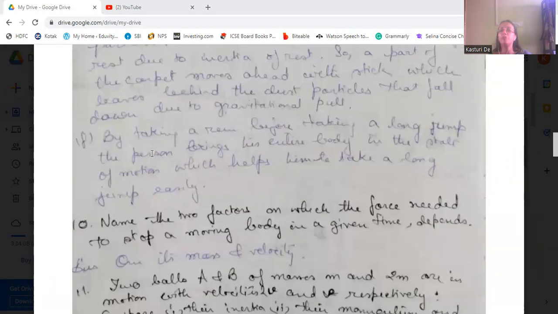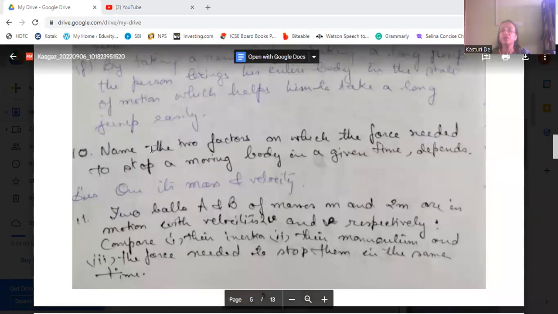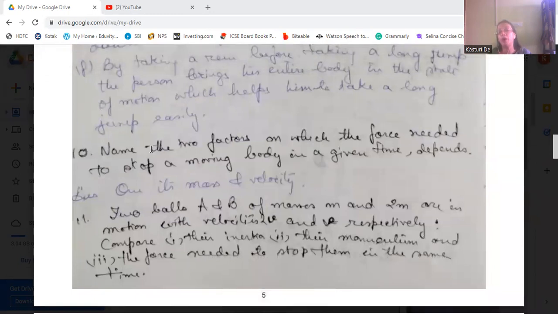Next, we come to name the two factors on which the force needed to stop a moving body in a given time depends. They are its mass and velocity. So the two factors on which the force needed to stop a moving body depends are its mass and velocity.